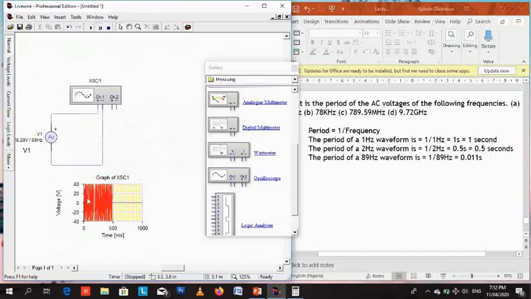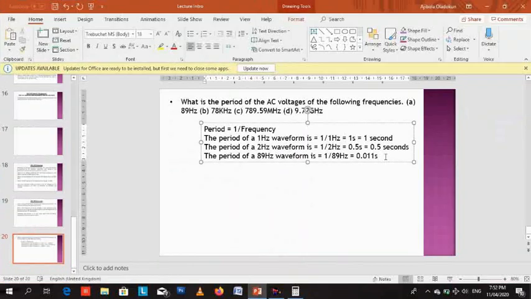So if we change the frequency to 89 hertz, we can't even see 0.01 seconds. It's so small, it's hard to see on our virtual oscilloscope. So 0.01 seconds, let's convert it to milliseconds. If we move the decimal point to the right 3 times, 1, 2, 3, we'll have 11. So the dot comes after 11 if you move it to the right 3 times.